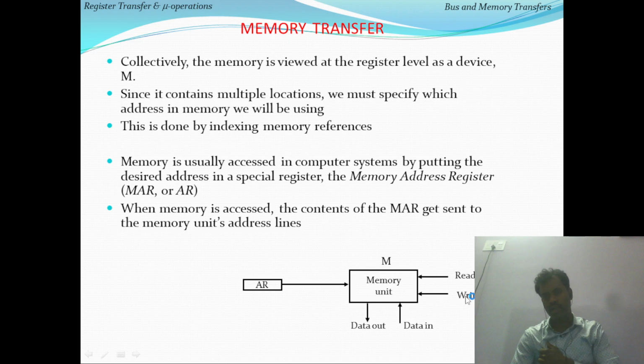So the symbolical representation of memory read operation is M of MER, M within the square bracket, the register MER. That means the value present in MER is the content of MER. This can be read as content of MER. So content of MER means the value present in MER will be used as the address for the memory.